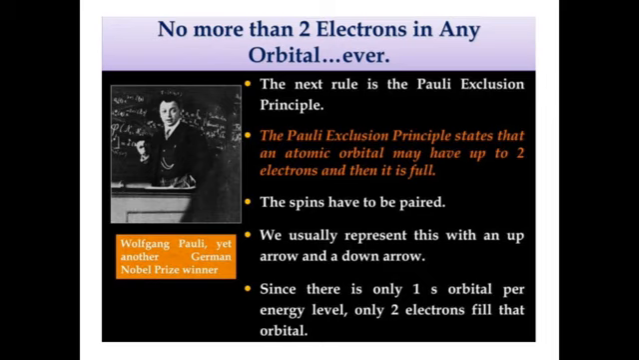Another one is Pauli's exclusion principle. Pauli's exclusion principle states that an atomic orbital may have up to 2 electrons, and then it is full. Now, what does that mean? In simple language, when you are filling an orbital, the electrons cannot face the same direction. One will face up, and the other must face down. So when electrons are paired, one is facing down, the other is facing up. They cannot face the same direction in the same orbital box.